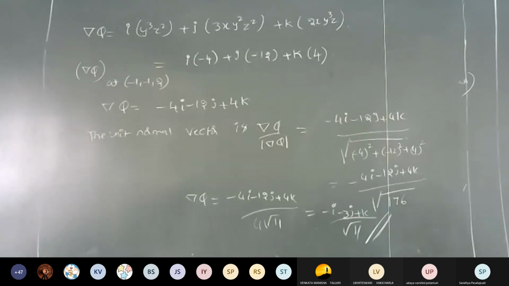So that is the unit normal vector. Right. So that is the unit normal vector.